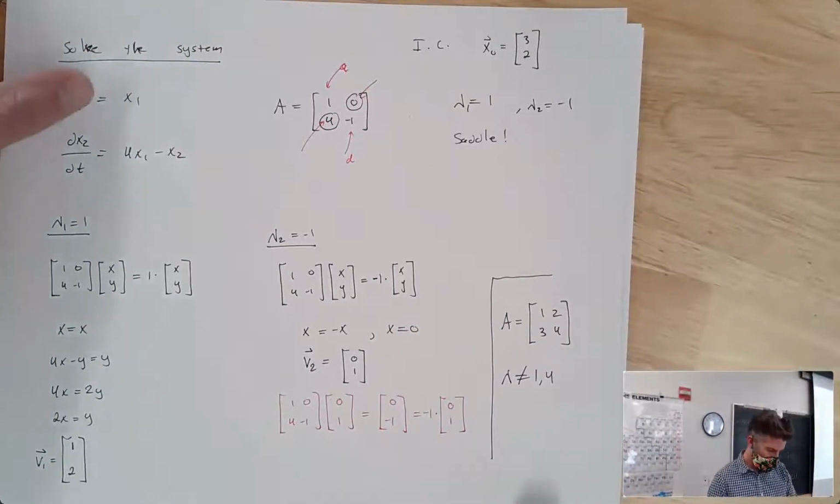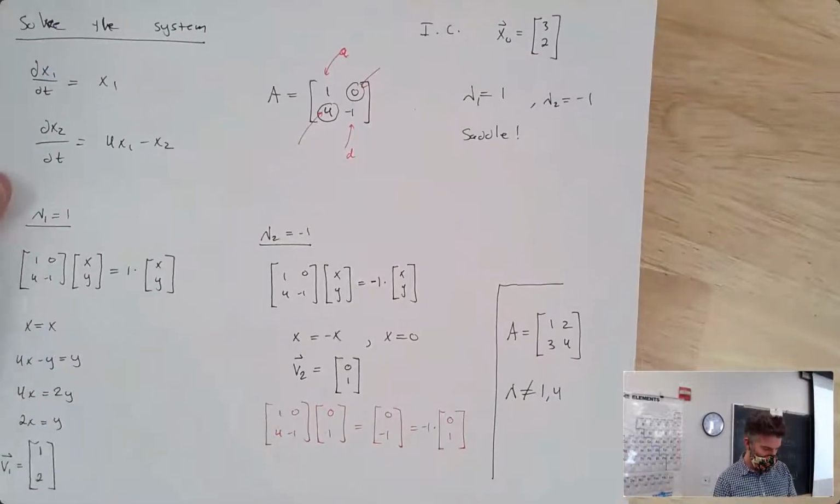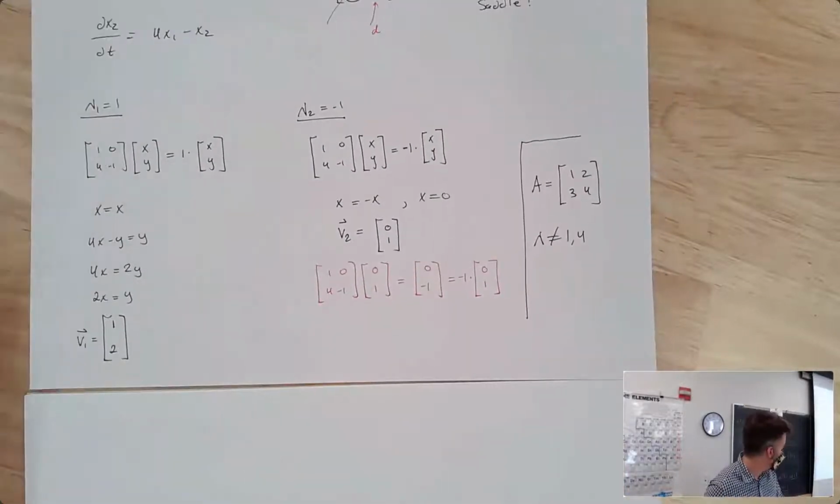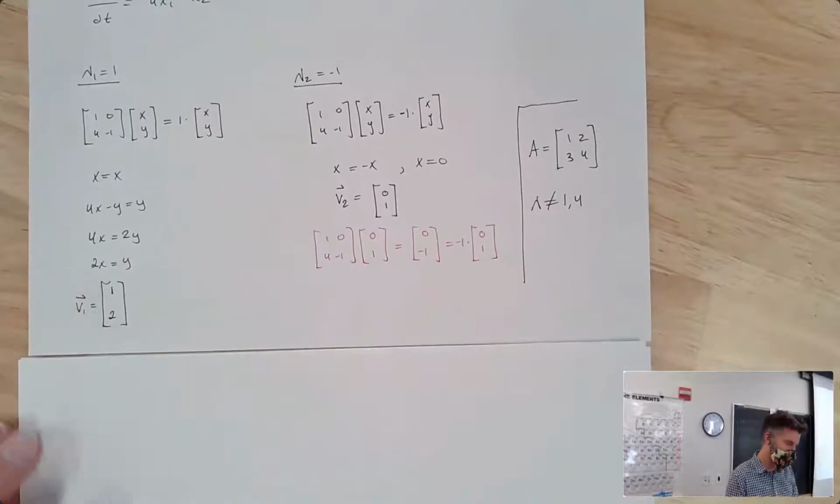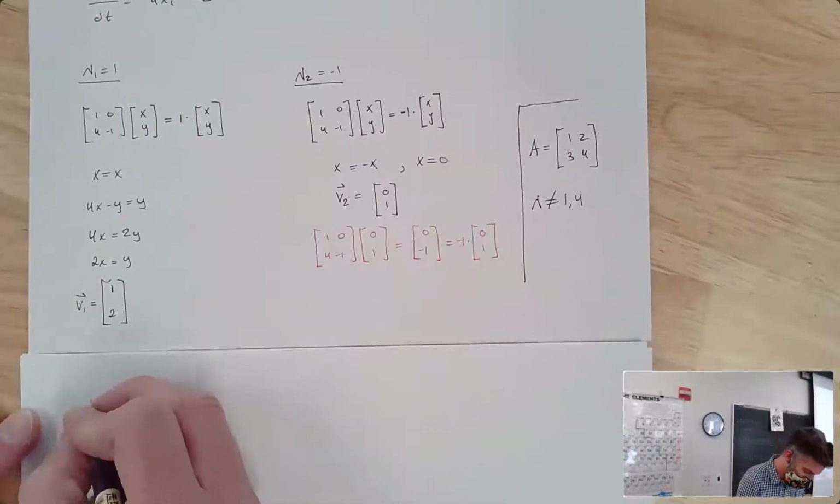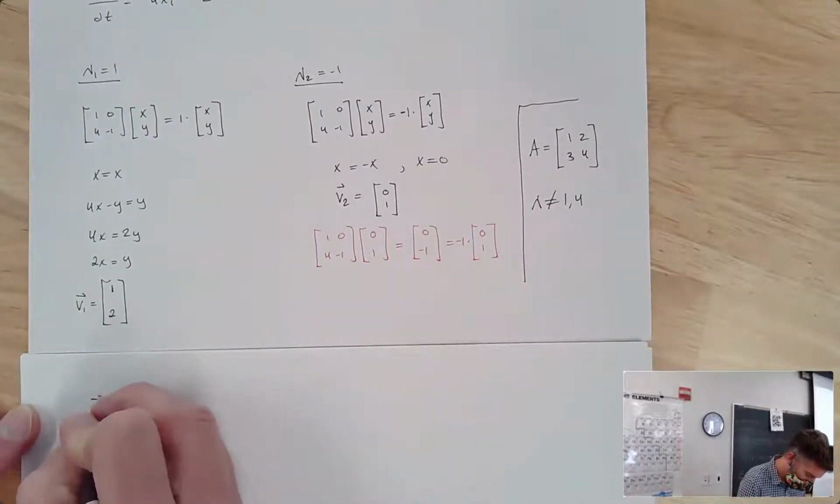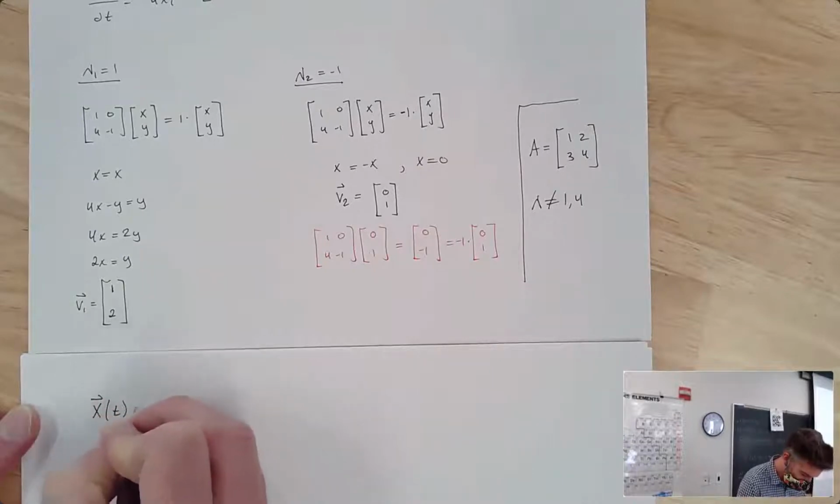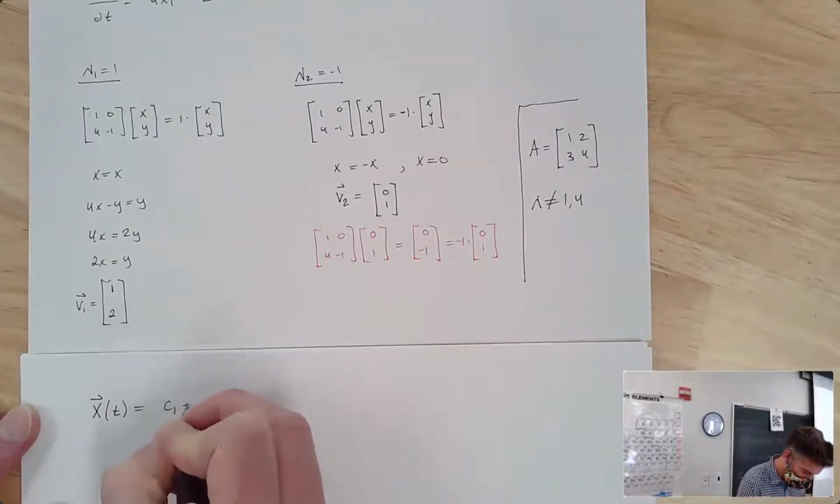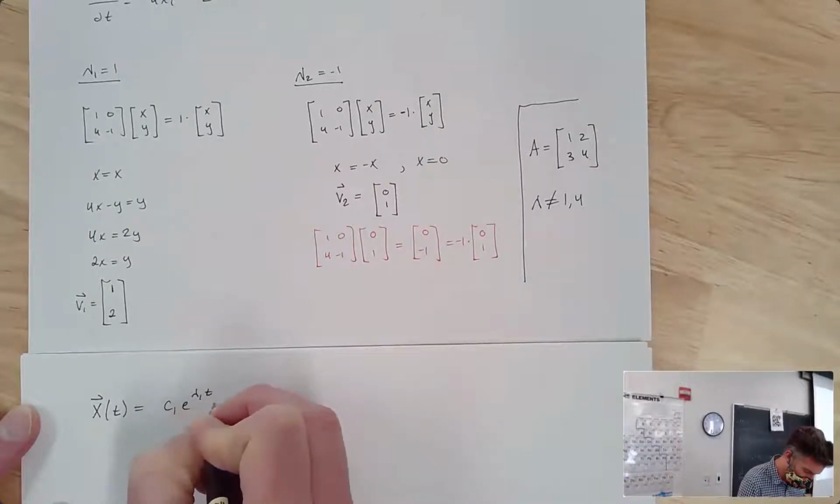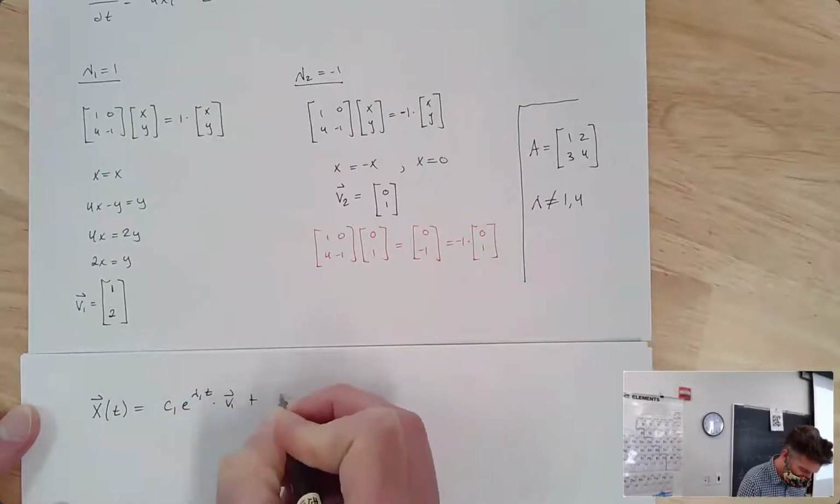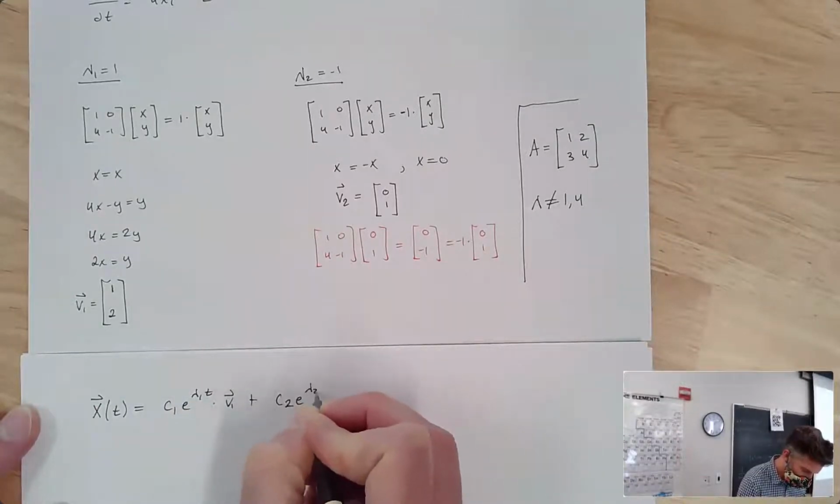Okay. So now we're going to throw all of this stuff we found into the formula. What formula, you ask? The only formula, not the only, this formula: the solution x as a vector is equal to c1 e to the lambda 1 t times v1 plus c2 e to the lambda 2 t times v2.